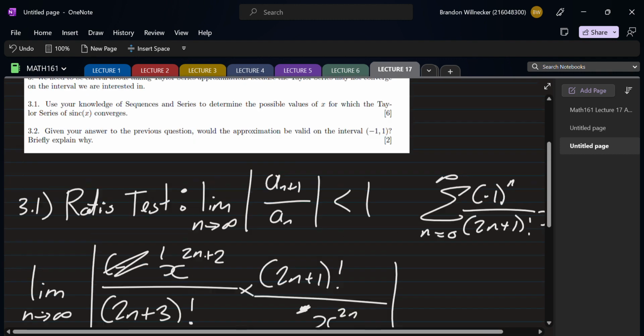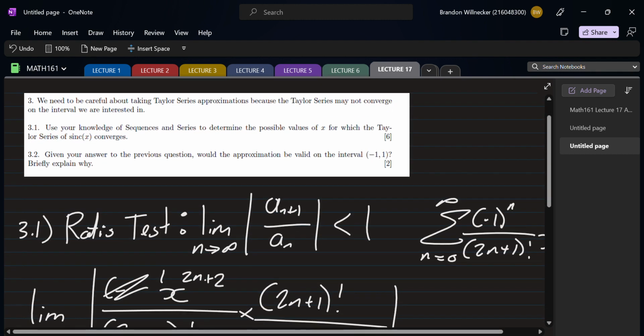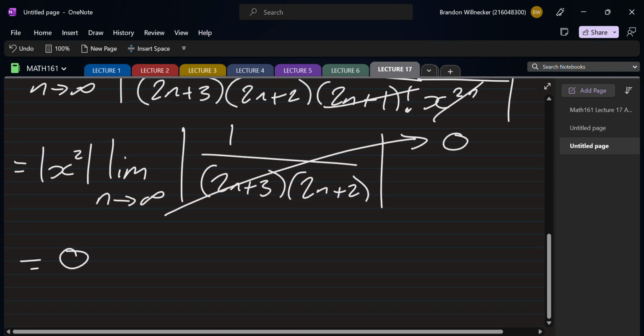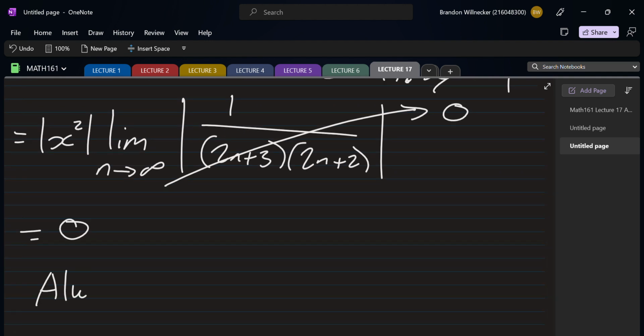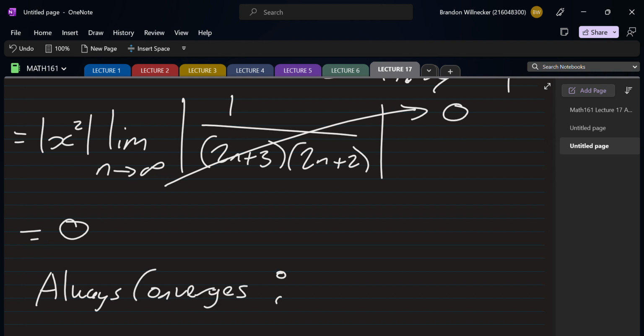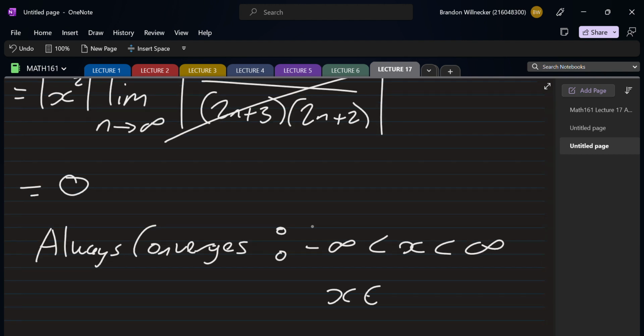Now, what did we want? Let's go to the top. We wanted the limit of that stuff to be less than 1. Here we got 0. 0 is always less than 1, so it always converges. Okay, since it always converges, you can just say it always converges, that's fine. Or you can say the possible x values lie between minus infinity and infinity. So you can say minus infinity less than x less than infinity, or you can write it like this.